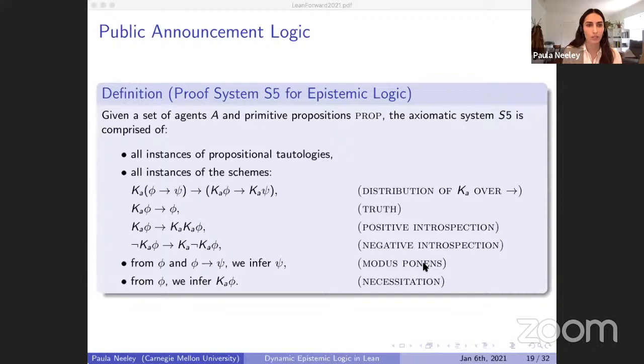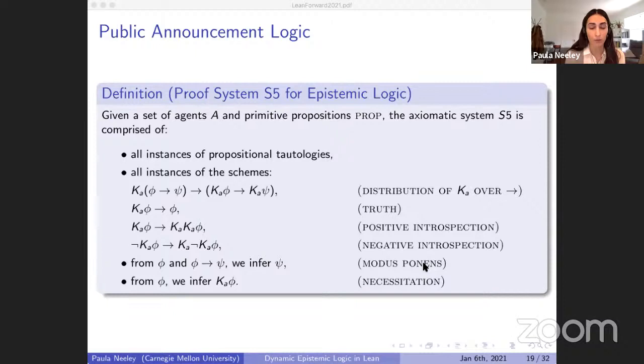Switching over to syntax, we can give the proof system S5 for epistemic logic. Here we have all instances of propositional tautologies and all instances of the following axiom schemas. Hopefully these axiom schemas accord with our intuitions. So consider distribution of K over arrow. The way to read this is if you know that phi implies psi, then if you know phi, you should be able to know psi.